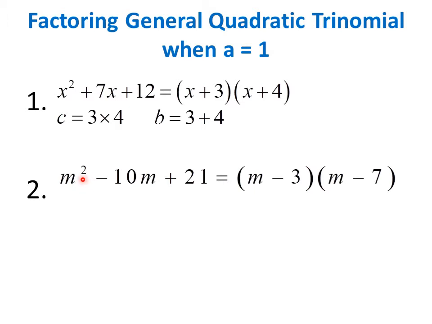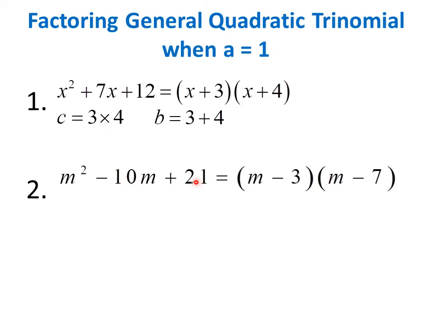Let's say we have to factor m squared minus 10m plus 21. This is a general quadratic trinomial with the coefficient here equal to 1. So the factors are two binomials, and the square root of m squared is m, so m and m. Now we have to look for two numbers. For that, we have to think of two factors of 21 that can add up to 10. What are the factors of 21?